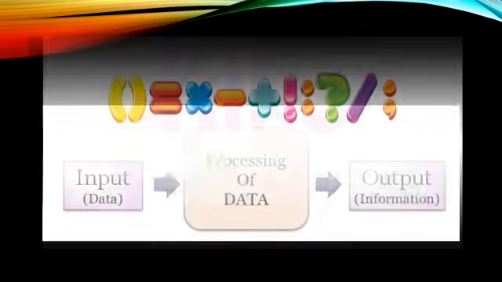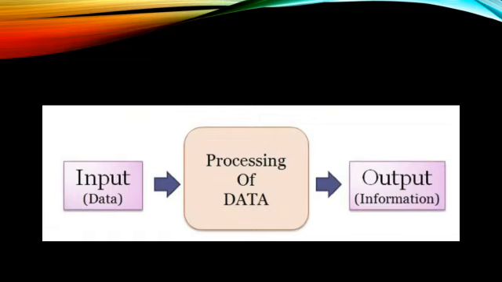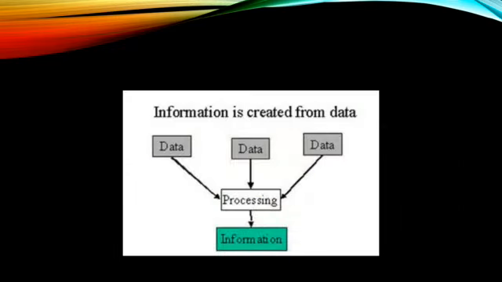Therefore, we can say that data is a collection of raw facts and figures, and such processed data is known as information. See, here we can see the diagram in which we are giving the data as input. Processing of data is done and we get the output in the form of information.